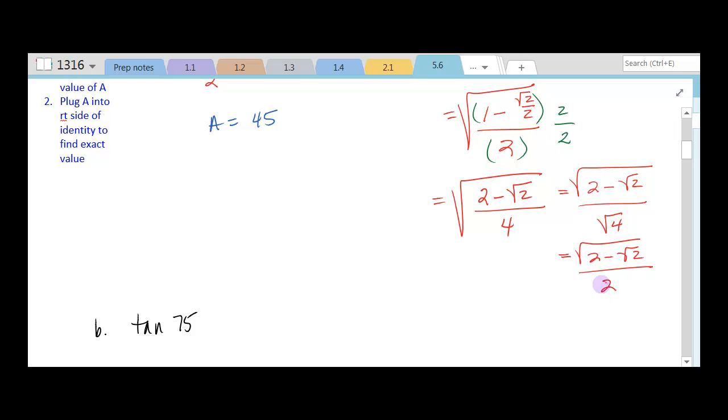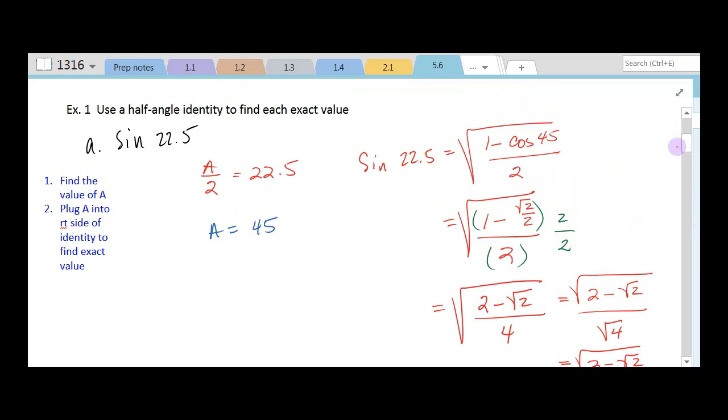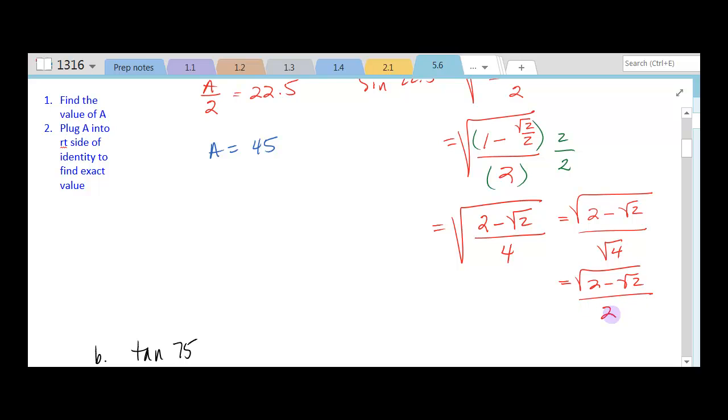Now, because we need to know whether to make this a positive or a negative, I'm going to go back and say, well, when I take the sine of 22.5, this is in the first quadrant, and sine is positive in the first quadrant, so the final answer here would be positive as well. And that's the answer that I'm going to leave it as, just like that.